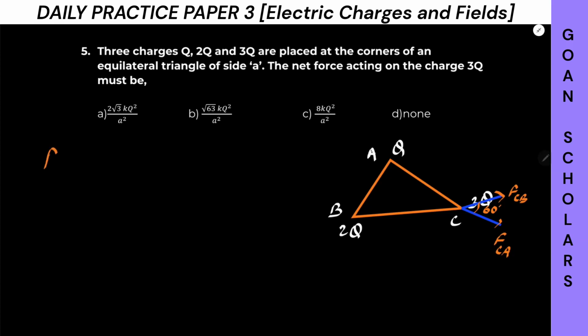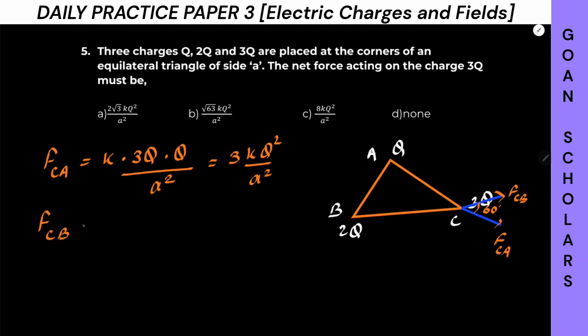So force on C due to A will be K. What is the charge on C? 3Q. Charge on A, Q, whole divided by separation A squared. This gives us 3 times kq square by a square. Correct? What's our force on C due to B? K, charge on C, charge on B upon separation square. So this will be 6 kq square by a square.